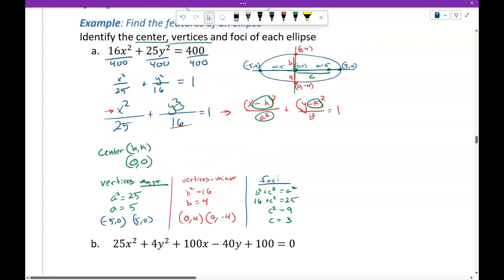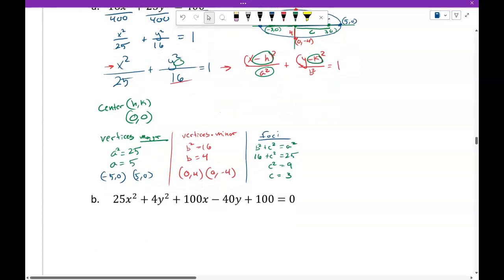So our foci, again, are going to be 3 units away from the center. But in which direction? Always on the major axis. So we go 3 units to the right to get the point (3, 0), and 3 units to the left to get the point (-3, 0). So our foci are (-3, 0) and (3, 0). And so now we've identified all the key features requested.